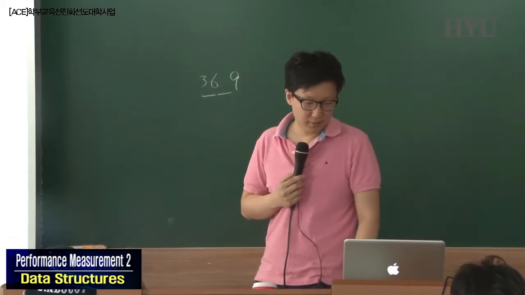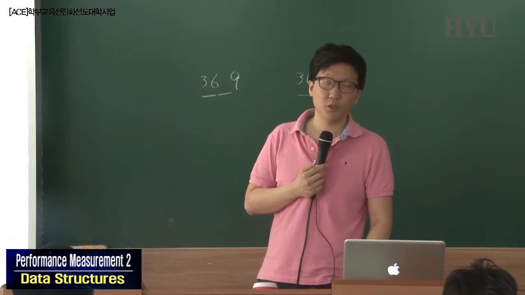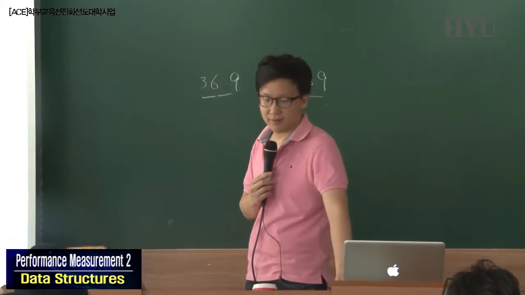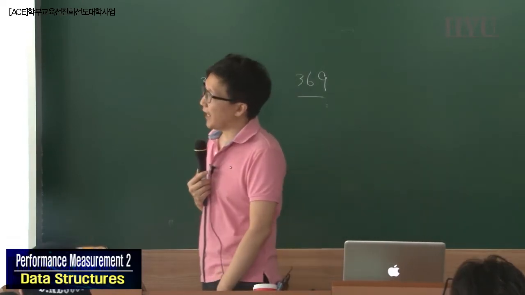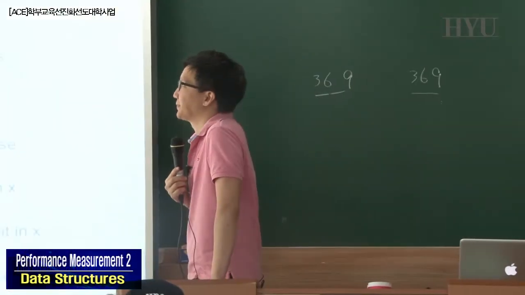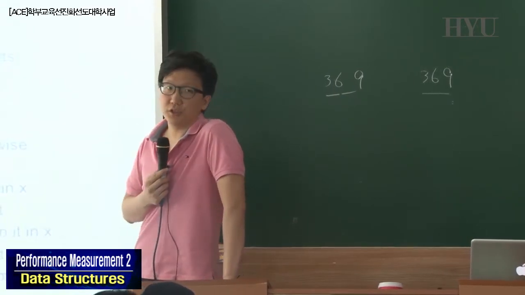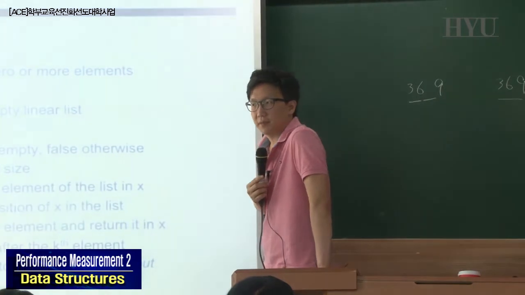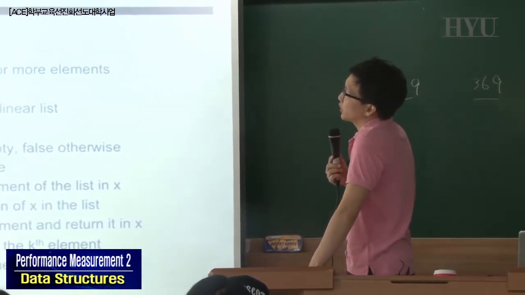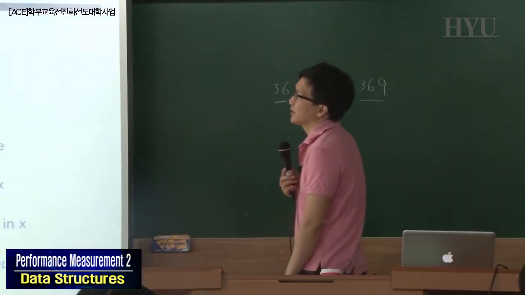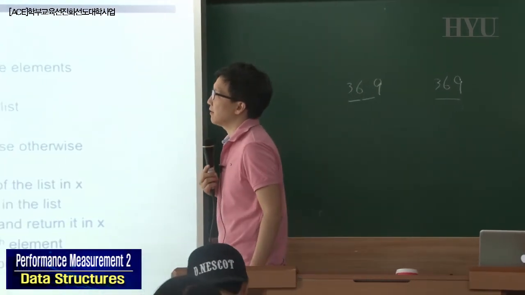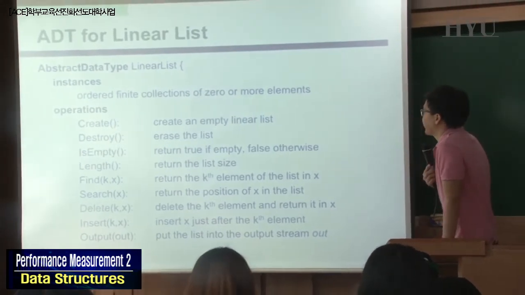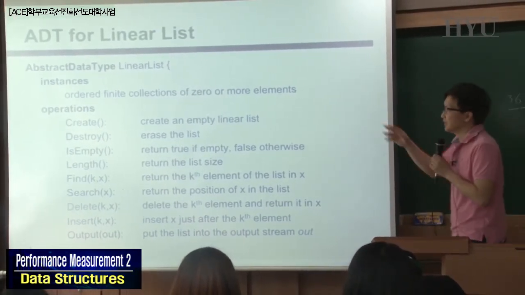So I guess in order to do some type of sorting, you need to have a list first, right? So this is the ADT for the linear list. It's very similar to C++ when they explain OOP. Let's take a look. Abstract data type linear list. Someone already defined it. Instances are an ordered finite collection of zero or more elements.